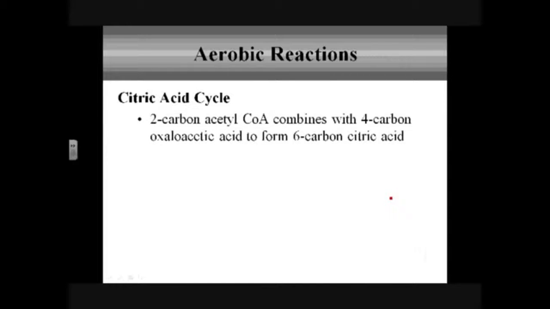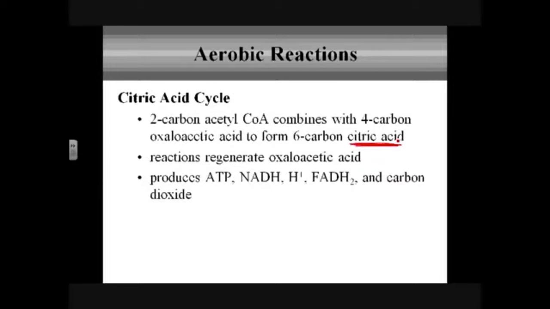So let's talk about the citric acid cycle. Like I started to show you, that 2-carbon acetyl-CoA combines with a 4-carbon oxaloacetic acid to form the 6-carbon citric acid. And this is where it gets its name, that 6-carbon molecule, the citric acid, hence the citric acid cycle. The whole purpose of it is that it's a cycle, so what you end with is what you begin with, and it's just going to constantly regenerate the oxaloacetic acid. The oxaloacetic acid is going to bond with the next acetyl-CoA, and the cycle is going to continue over and over again, always recycling.